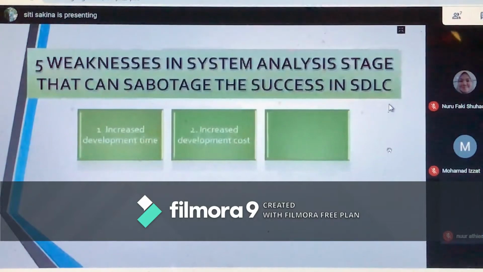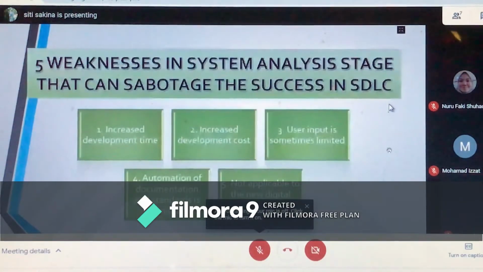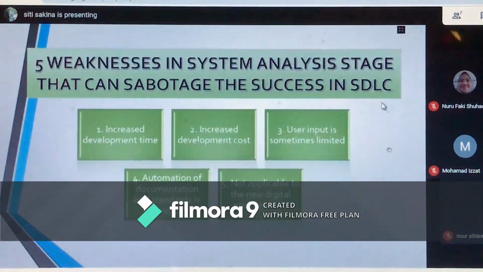Question number 11. Identify 5 weaknesses in the system analysis stage that can sabotage the success of SDLC. Weakness number 1, it will increase development time. Weakness number 2, it will increase development cost as well. Weakness number 3, user input is sometimes limited. Weakness number 4, automation of documentation and standards are also limited. And weakness number 5, it is not applicable to the new digital environment.